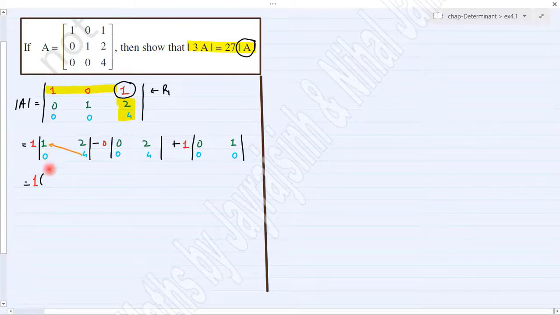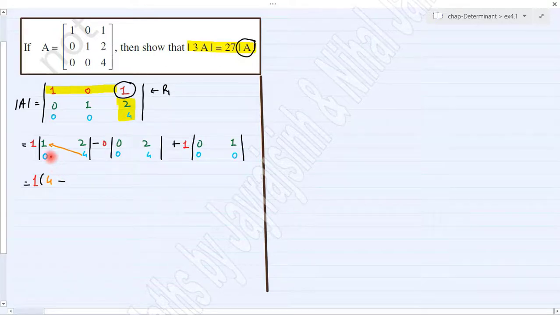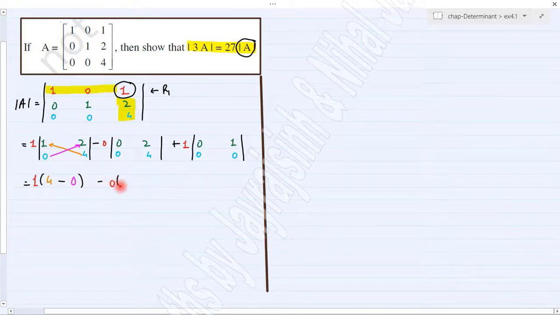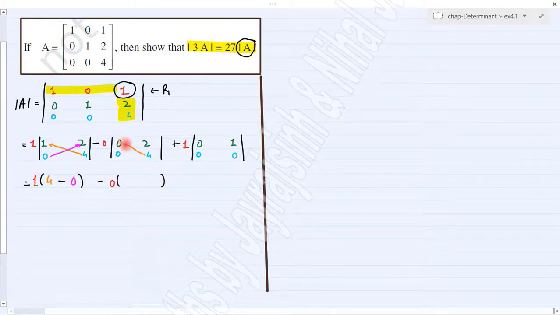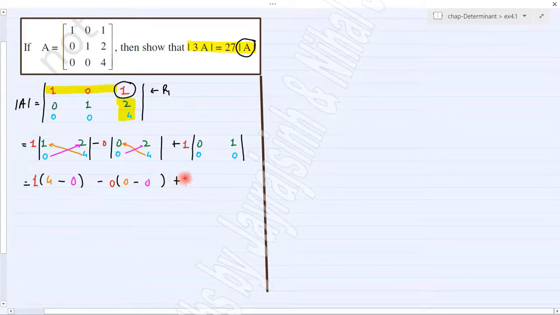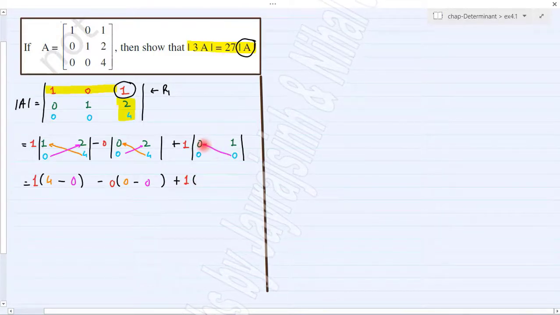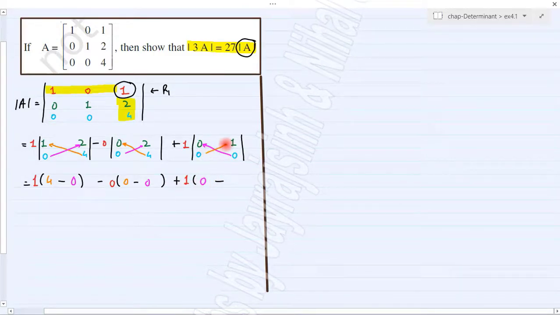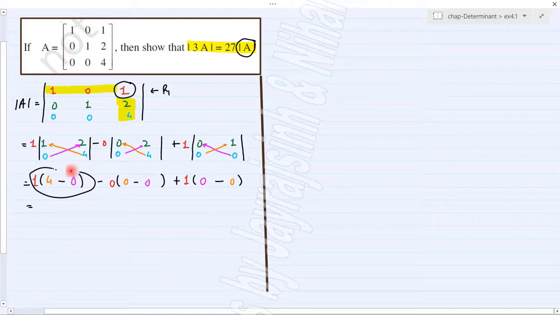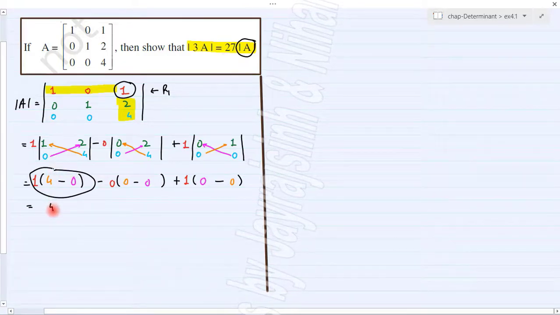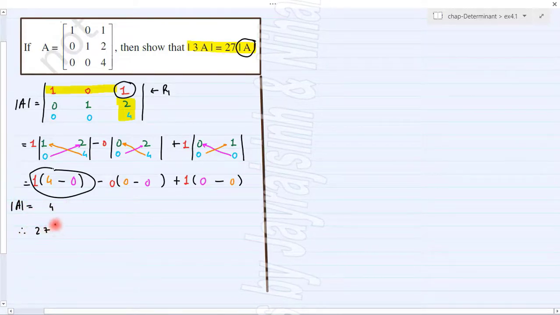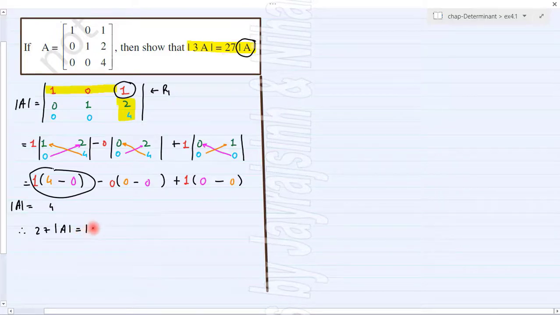This 4 multiplied with 1 will give us 4, minus 0 into 2 will be 0. Then minus 0 into anything will be 0. But let's expand: 4 zeros are 0, minus 0 twos are 0 again, plus 1 into 0 zeros are 0, minus 0 into 1 will be 0 again. So here we'll get 1 into 4, or we can say 4, and the rest of the terms are 0. So we get our determinant of A. So we can say 27 times determinant of A is nothing but 108.